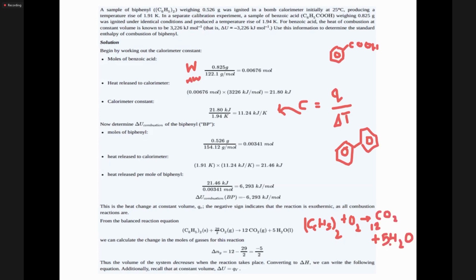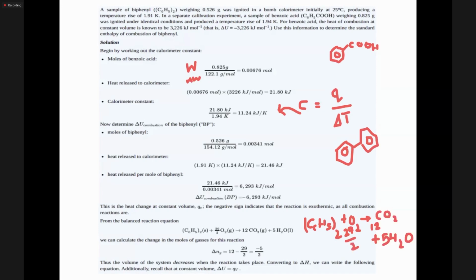But we have to balance the oxygen also. So the total number of oxygens is 12 into 2, that is 24, plus 5, that will be 29. So here we have 2 oxygens. So to balance this equation, we have 29 by 2 here.